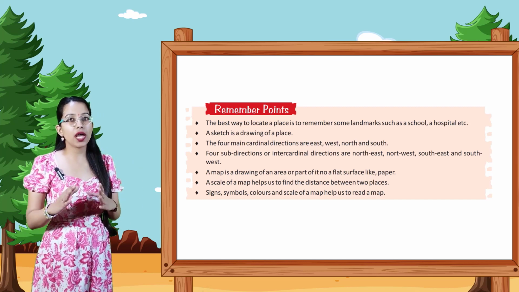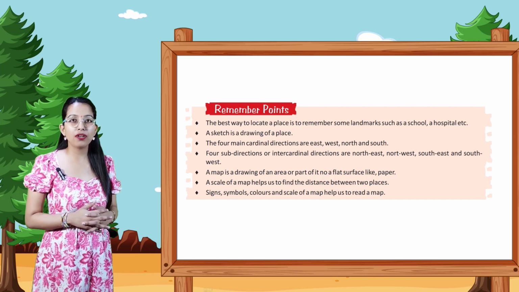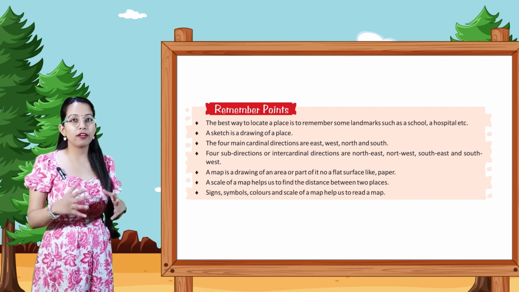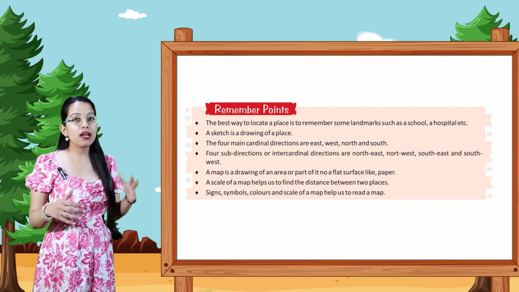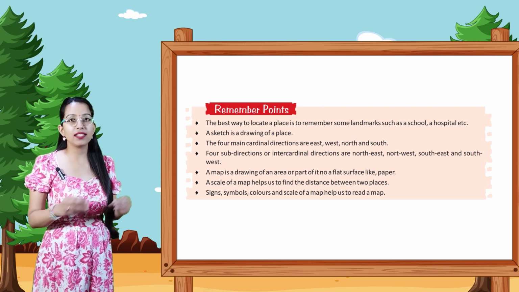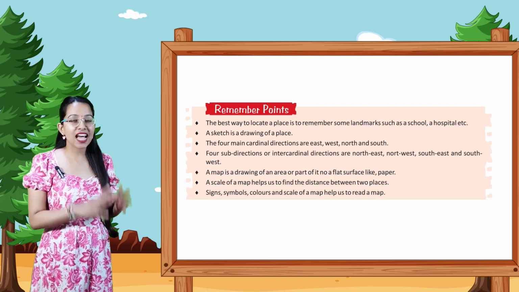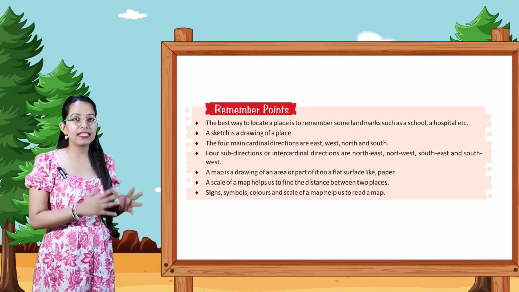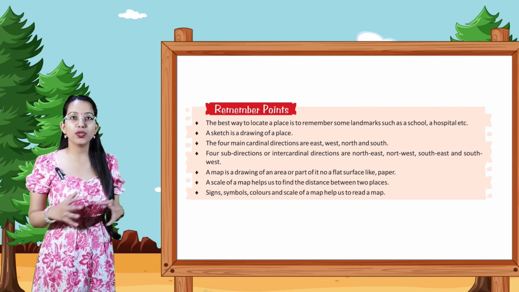A map is a drawing of an area or part of it on a flat surface like paper. A scale of a map helps us to find the distance between two places. Signs, symbols, colors and scale of a map help us to read a map.